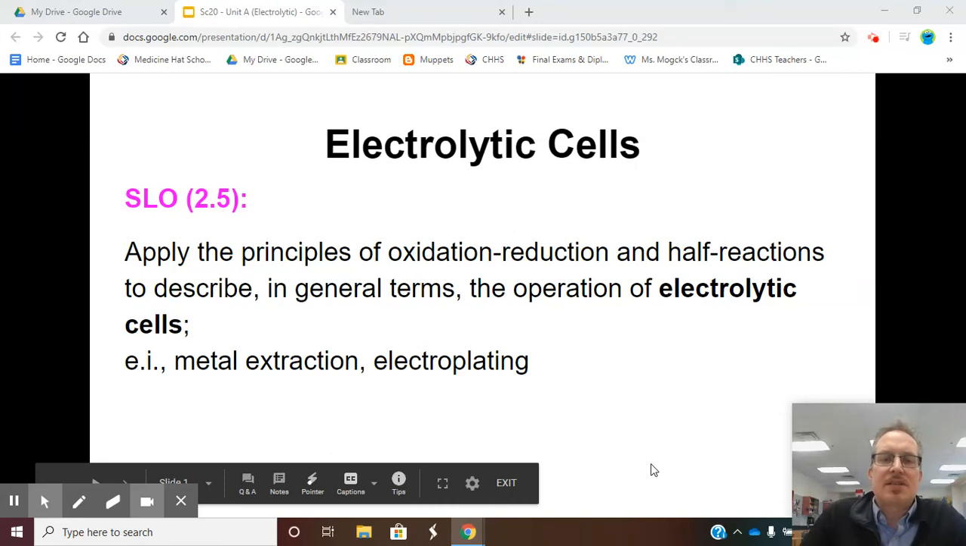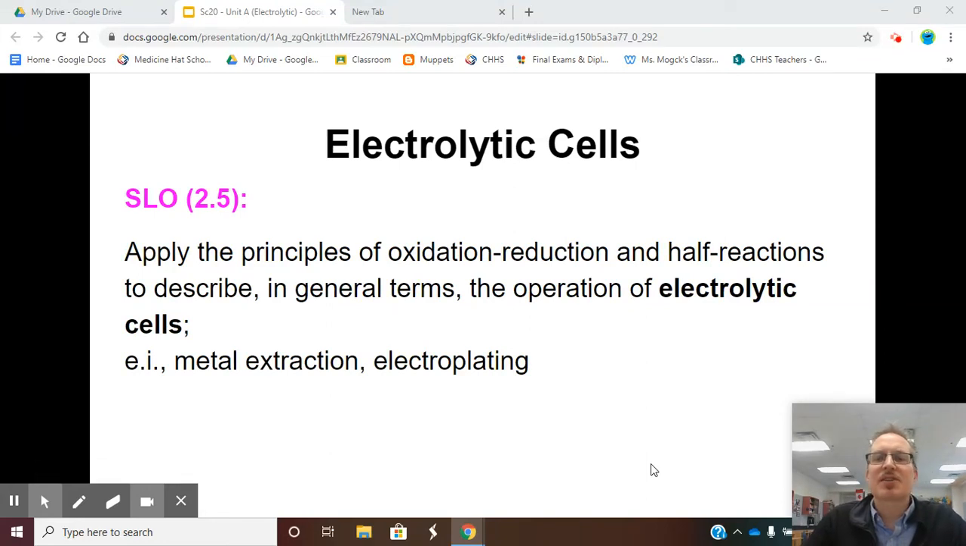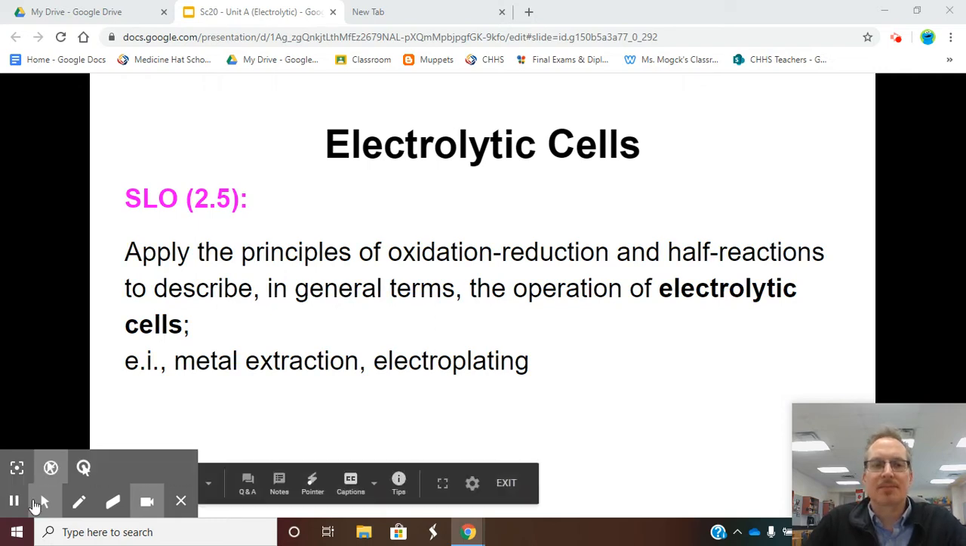Hello, Science 20s. Our lesson today is going to be on electrolytic cells. This is very different than voltaic cells, so please pay attention and make sure that you treat these as two separate topics.